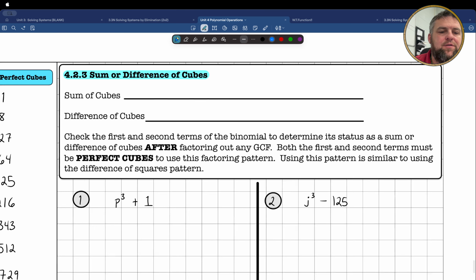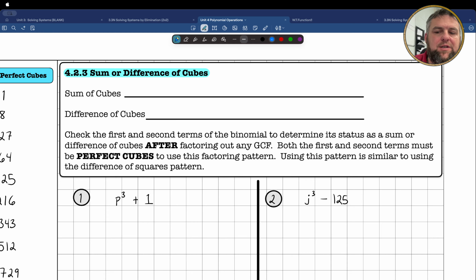So the sum or difference of cubes works pretty much like the difference of squares pattern that we've used before. One of the first things that you always want to do with any factoring is to work on factoring out the GCF first. So that is usually one of the first things you do: check to see if you have a GCF and factor that out. And then from there, you check to see, do the first and second terms of your binomial match the perfect cubes pattern that we can use in order to write this.